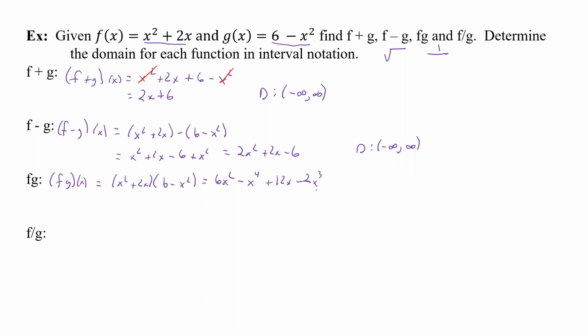All right, so if we write in decreasing order of powers, that'll give us a negative x to the 4th minus 2x to the 3rd, and then we have plus 6x squared, and then plus 12x.